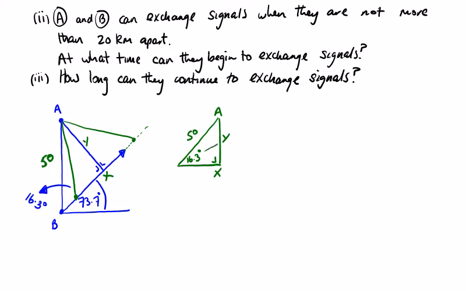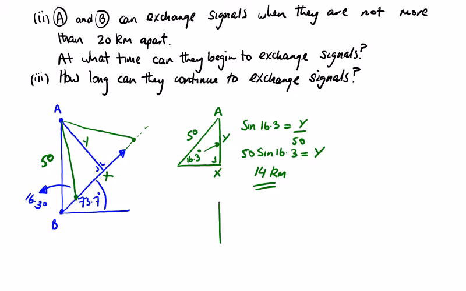So O and H, so the sine of 16.3 is equal to O over H. So 50 sine 16.3 is equal to Y. So what does that give us? 50 multiplied by sine of 16.3 is 14 kilometers. 14.03, but we'll leave it at 14. It's not going to make a difference in the answer to this question. At what time can they begin to exchange signals?